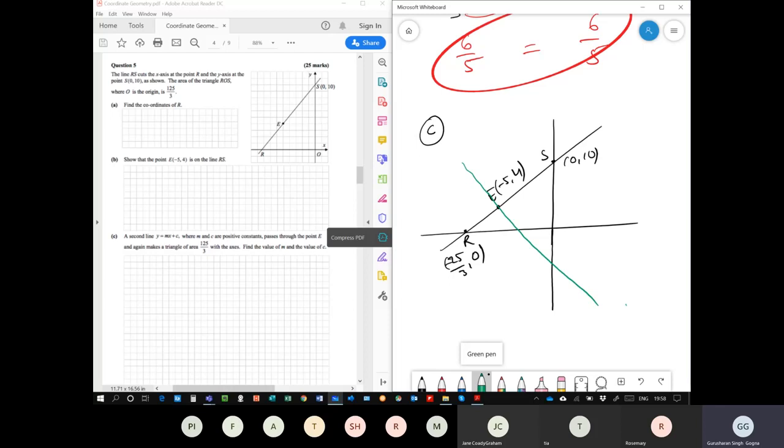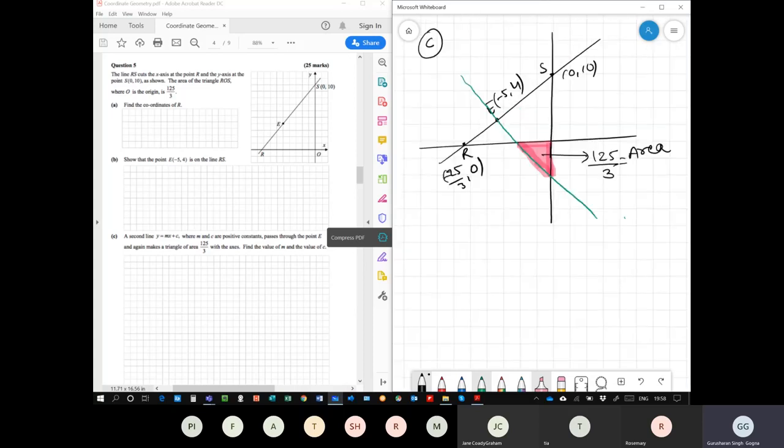So first you need to check where it forms a triangle, isn't it? So it forms a triangle here. This is the right angle triangle, isn't it? And they are saying that the area of this triangle is again 125 over 3. So how will you find out the value of m and c? Okay, so same concept.